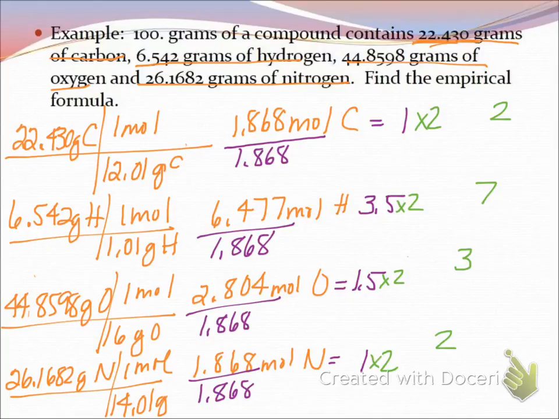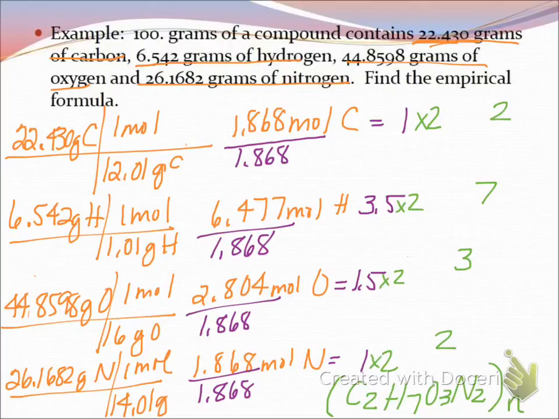So my empirical formula for this compound would be C2H7O3N2. And to signify that it's an empirical formula, we're going to write it like that with a little n, because we don't know, that could be its molecular formula or it could just be its empirical formula. I'm going to show you how to solve for n in a moment so that you can figure out what the molecular formula is. That's actually the easiest of all the steps.